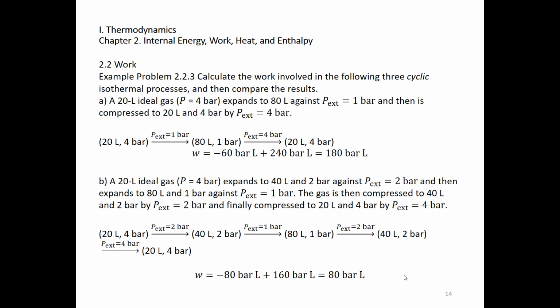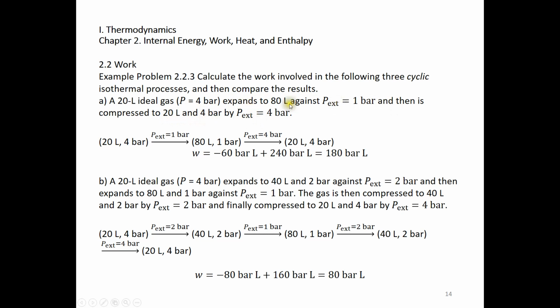One more numerical example about some cyclic processes. We're going to do expansion and compression so that the system gets back to its original state. Now let's look at one example. The initial state is 20 liters, 4 bar.